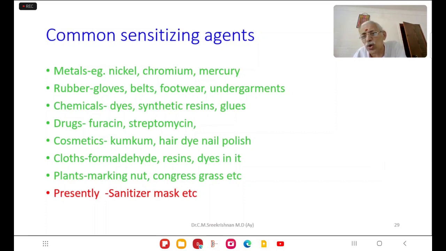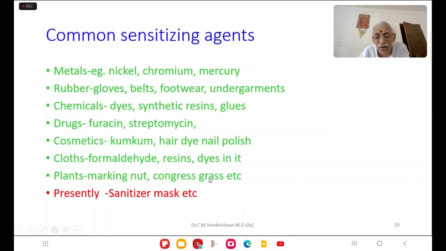And in Kerala, it is too hot and there is sweating. When it's a cold climate, it's okay. But even in the summer season, the hot season, people are wearing dark colored polyester dresses. That itself is called textile dermatitis. That is a new textile dermatitis, more common nowadays.